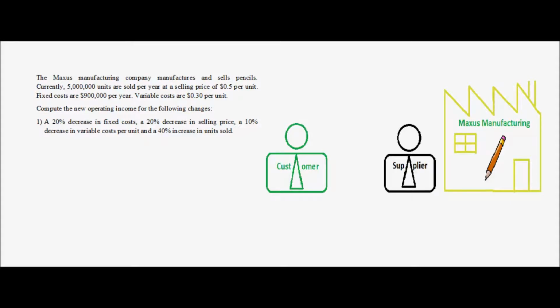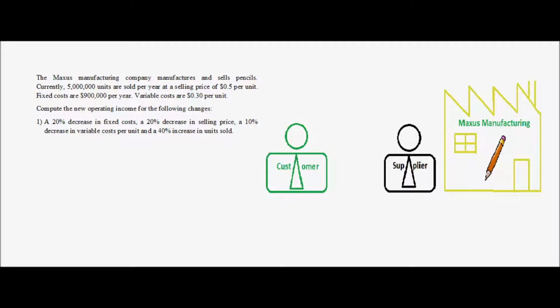Let us look at another example of the cost volume profit analysis. The Maxus Manufacturing Company manufactures and sells pencils. Currently, 5 million units are sold per year at a selling price of $0.5 per unit. Fixed costs are $900,000 per year and the variable costs are $0.3 per unit.